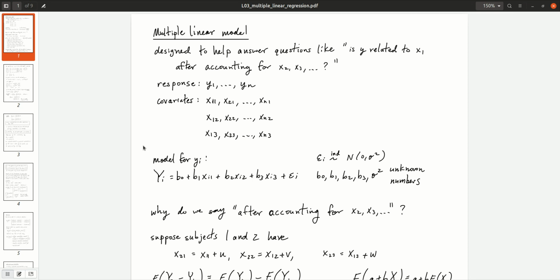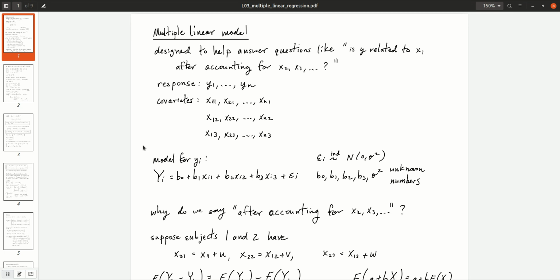Next, we're going to move on to the multiple linear model. But now that we've done all this work to understand how vectors and matrices and vector spaces work, this is all going to go a lot more smoothly. So the multiple linear model, as we've said before, is designed to help us answer questions such as, is y related to x1, so response y, covariate x1, after accounting for some other covariates x2, x3, and so on.